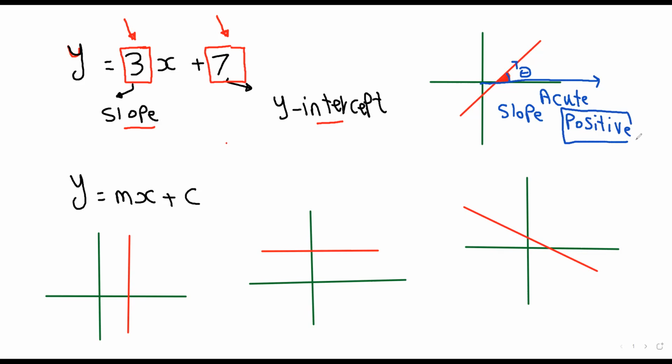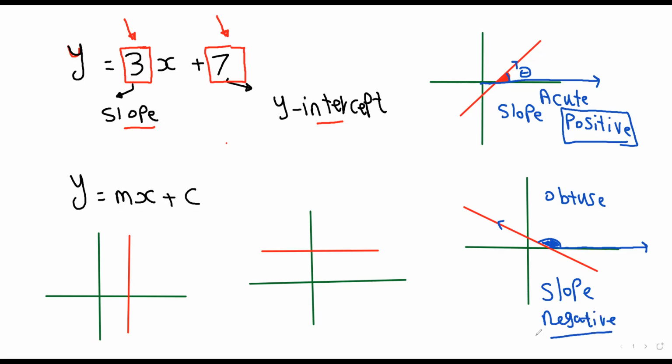And if the line looks like this, don't say the angle is acute, I am talking about the positive direction of the x-axis, which is this line. What will this angle be? This angle is an obtuse angle, and if the angle between the line and the positive direction of x-axis is an obtuse angle, so the slope will be negative. So the slope here is negative.